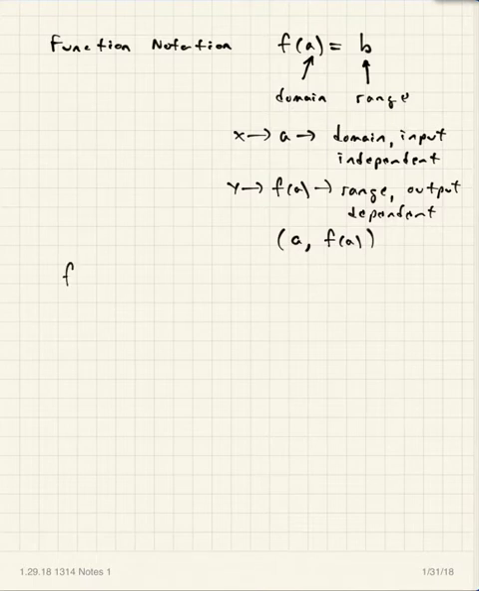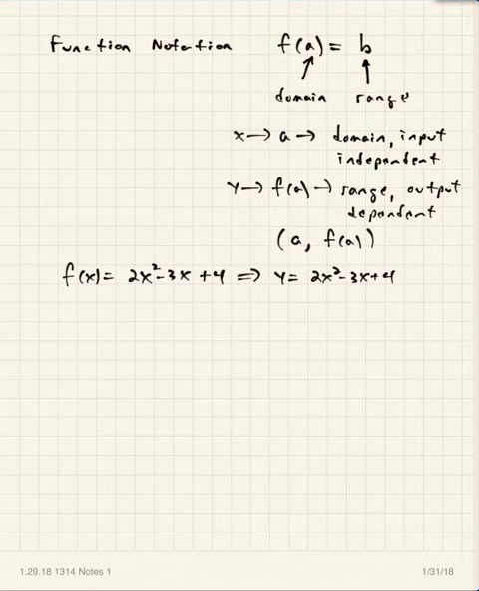So now if we're given a function, f of x equals 2x squared minus 3x plus 4, we've named that function. Remember that f of x is just another name for y, and so you'll see this written also as y equals 2x squared minus 3x plus 4. They mean the same thing. Now, for a whole lot of reasons, it's really to our advantage to use function notation. When we're talking about functions, using function notation makes our lives easier in a lot of ways. So we'll typically use function notation when we're talking about functions.